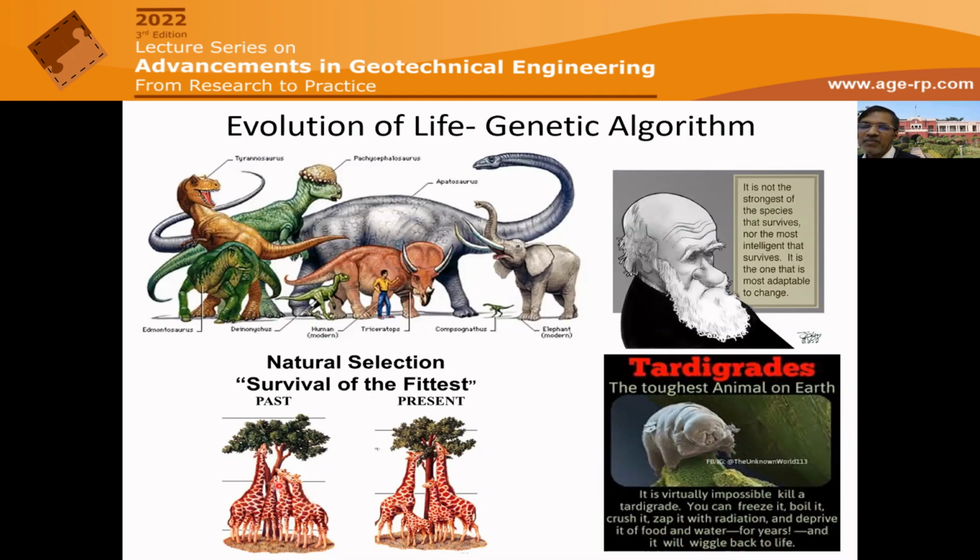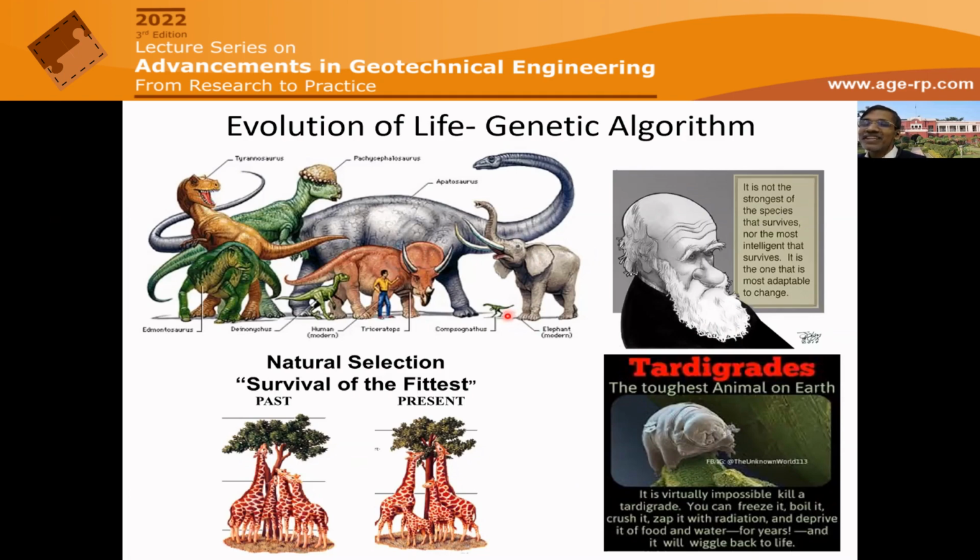This is another example of how this grows. Suppose you see this giraffe. Those who could reach food survive for the next generation and will have offspring. Also, Darwin has said that it's not only that a particular species will survive, it must also be able to reproduce the next generation of offspring. That is called survival.